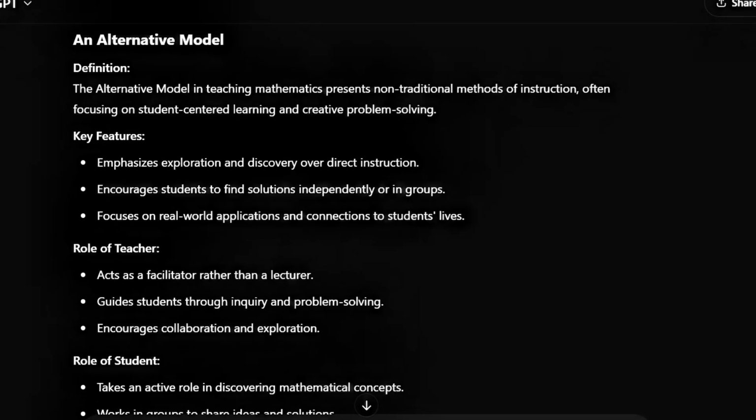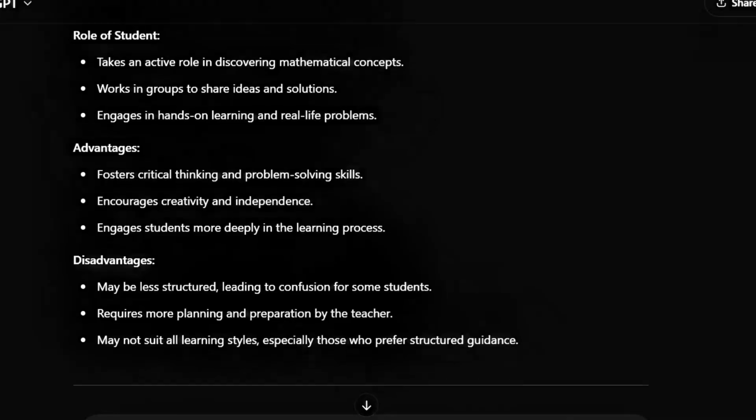Role of teacher: acts as a facilitator rather than a lecturer, guides students through inquiry and problem solving, encourages collaboration and exploration. Role of student: takes an active role in discovering mathematical concepts, works in groups to share ideas and solutions, engages in hands-on learning and real-life problems.